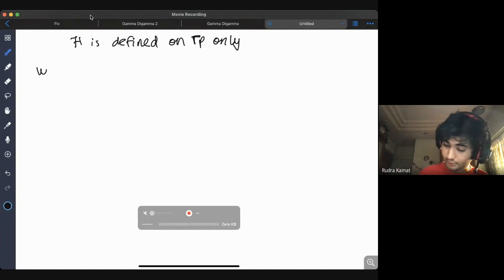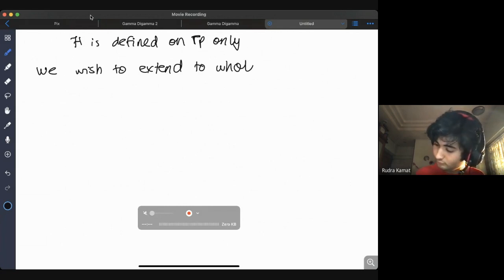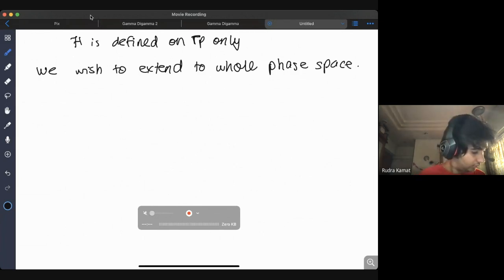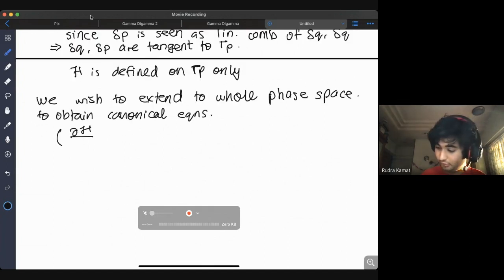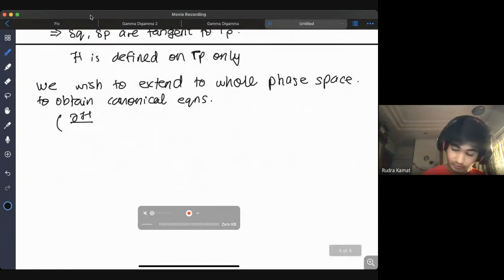Now we wish to extend to the entire phase space, to obtain canonical equations. No other reason why. So what I'm going to do is write what we had before on this page, just in a better way.